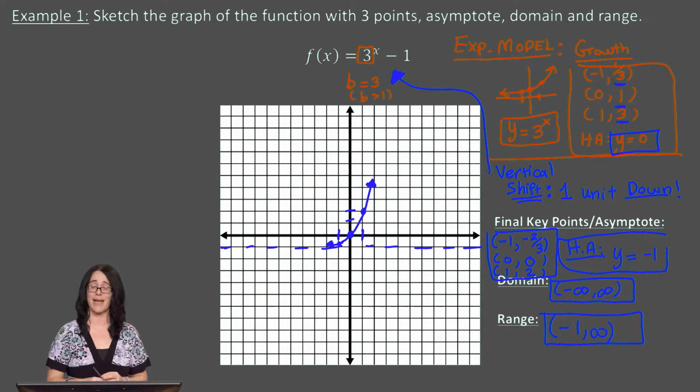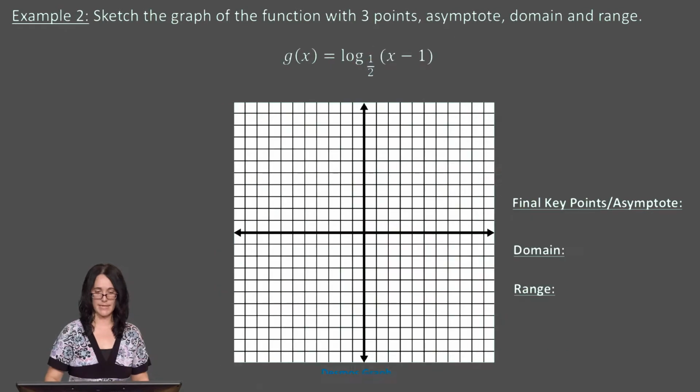So make sure you do enough practice on those. Let's head over to another type of model that we're going to transform in example 2. Here we're asked to graph g of x equals the logarithm whose base is 1/2 and whose argument is x minus 1. So we would begin by recognizing that this is a logarithmic model, not exponential.